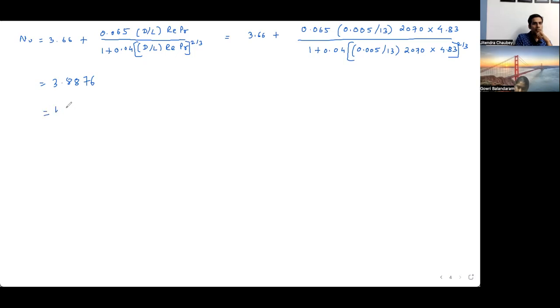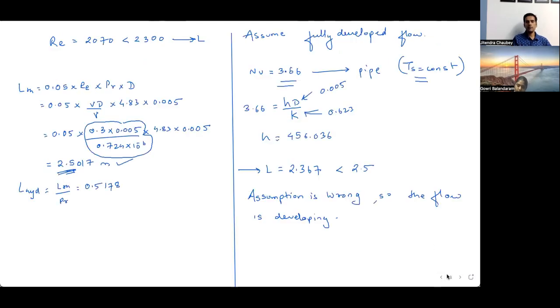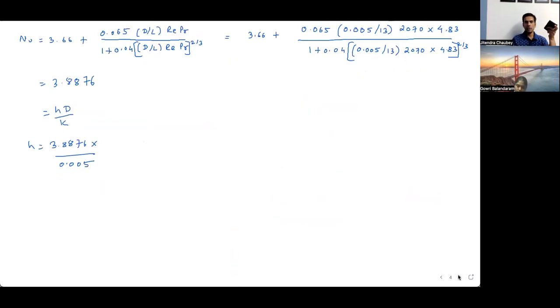Nusselt number can be given by hD by k. h will be 3.8876 into k divided by 0.005. k was 0.623. So answer into 0.623 divided by 0.005 gives 484.396 watt per meter square Kelvin.